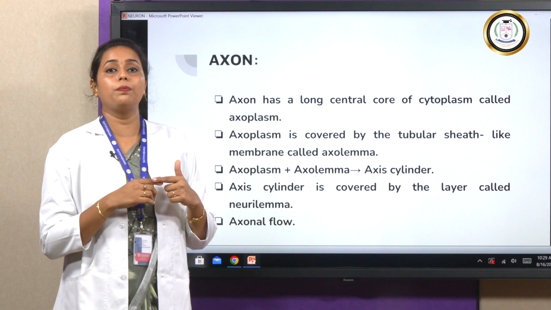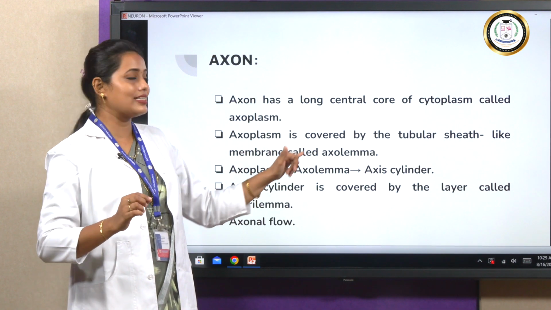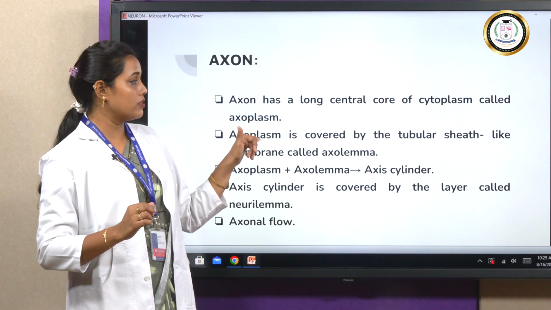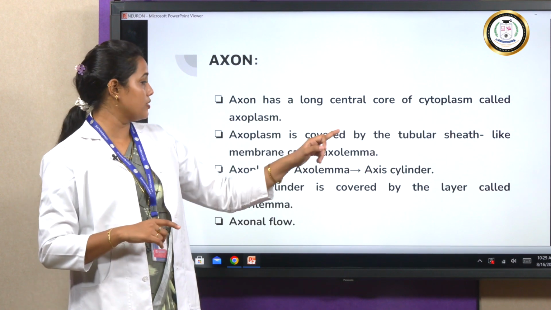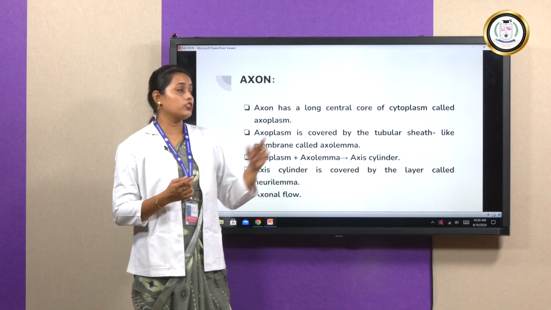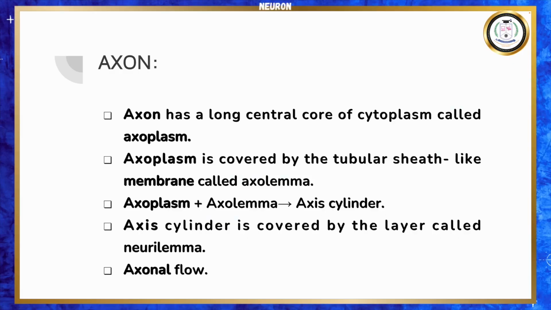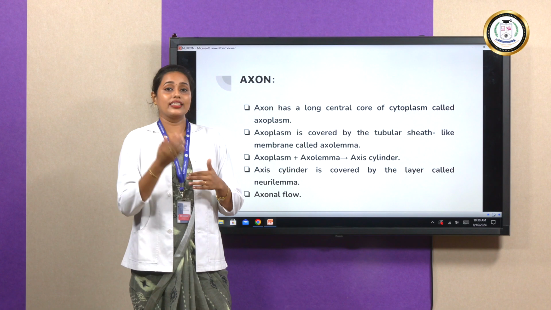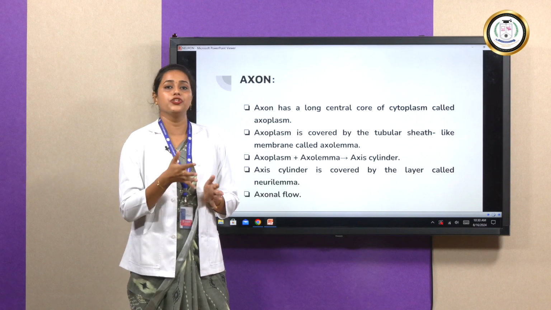This axoplasm is covered by a tubular sheath called the axolemma. So the axoplasm is the central core of cytoplasm, and the cytoplasm layer is covered by a tubular sheath called the axolemma. The axoplasm and the axolemma together are called the axis cylinder. The axis cylinder is surrounded by a layer called the neurolemma.